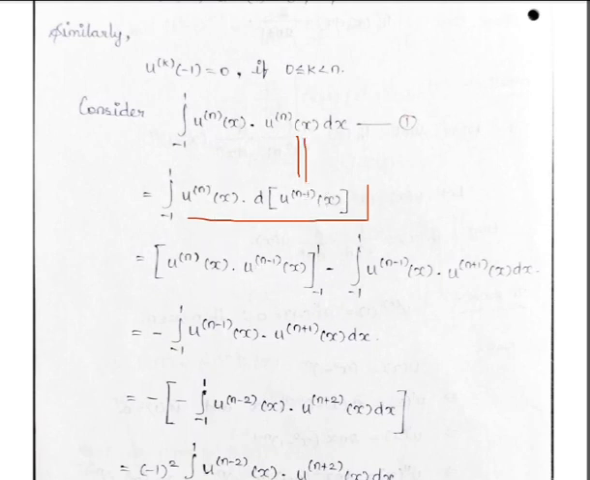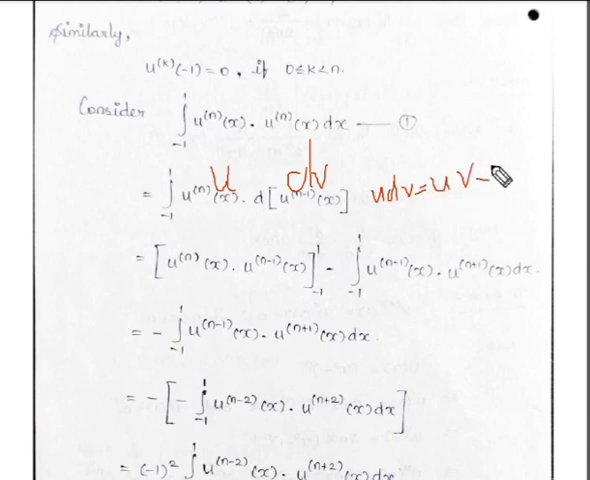Okay, now we use here the formula. What? This is u dv. We use the u dv formula. What is u dv? u dv equal to uv minus integral vdu. See here, this is u, this is dv. dv equal to this means, so then what is v?